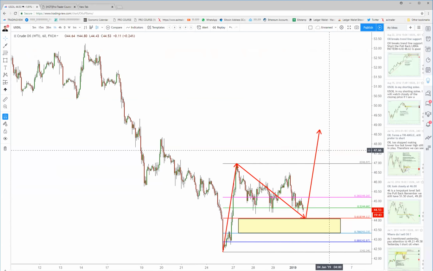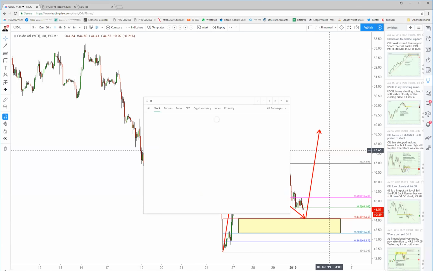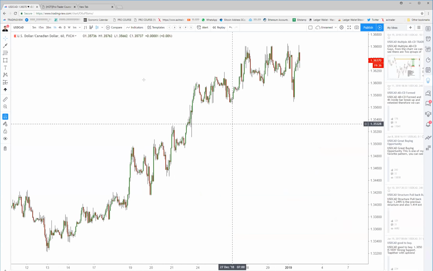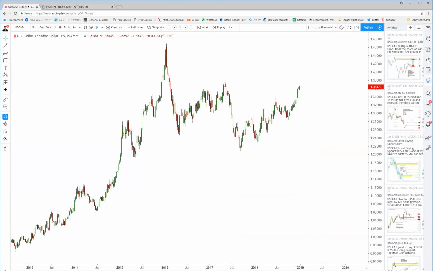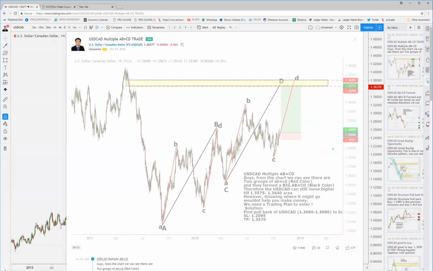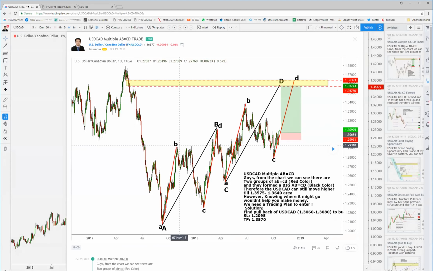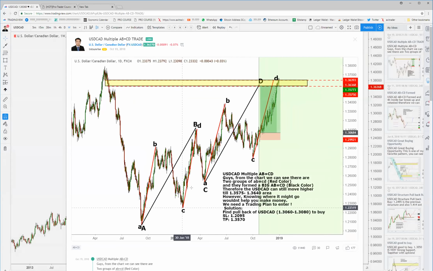Maybe the dollar CAD will start to fall, right? And if you take my advice on my dollar Canadian, right here, if you remember, I saw there's multiple ABCD, and I projected that the dollar CAD will come to 1.37, right? By the time it's 1.3060, right? So this is a really, very nice projection of the harmonic wave ABCD. You can see here now, right?